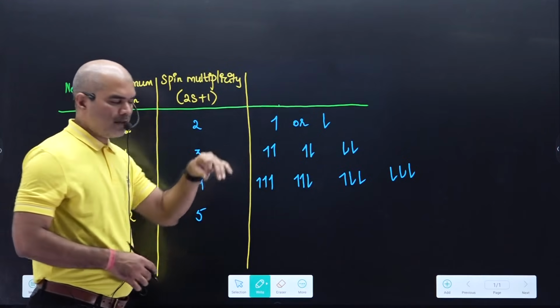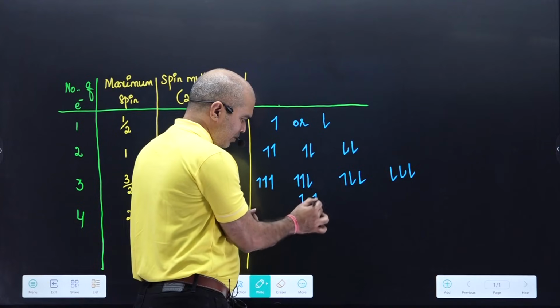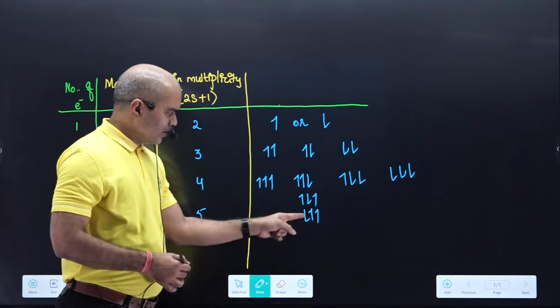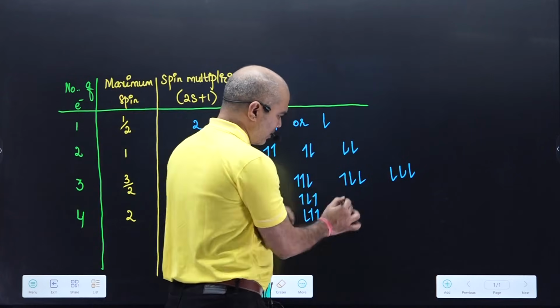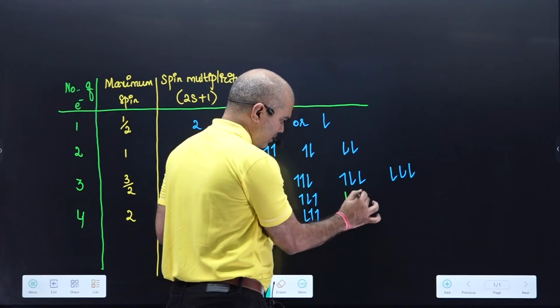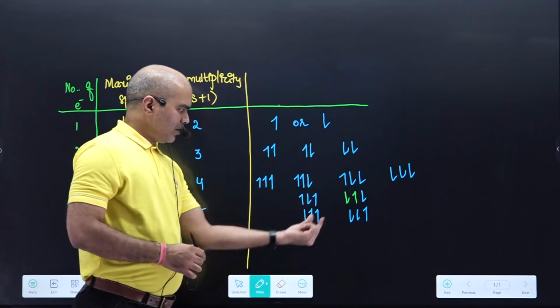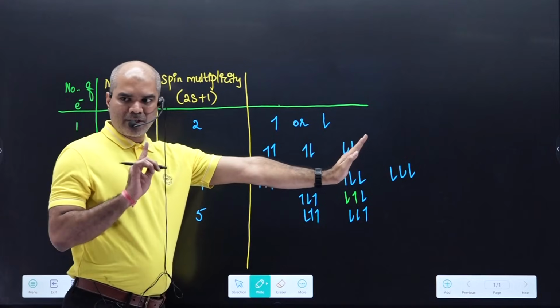1:3:3:1. How do you get 1:3:3:1? 2 up, 1 down: 3 possibilities. 1 up, 2 down: 3 possibilities. So these are the various possibilities. You get 1:3:3:1 in your spectroscopy.